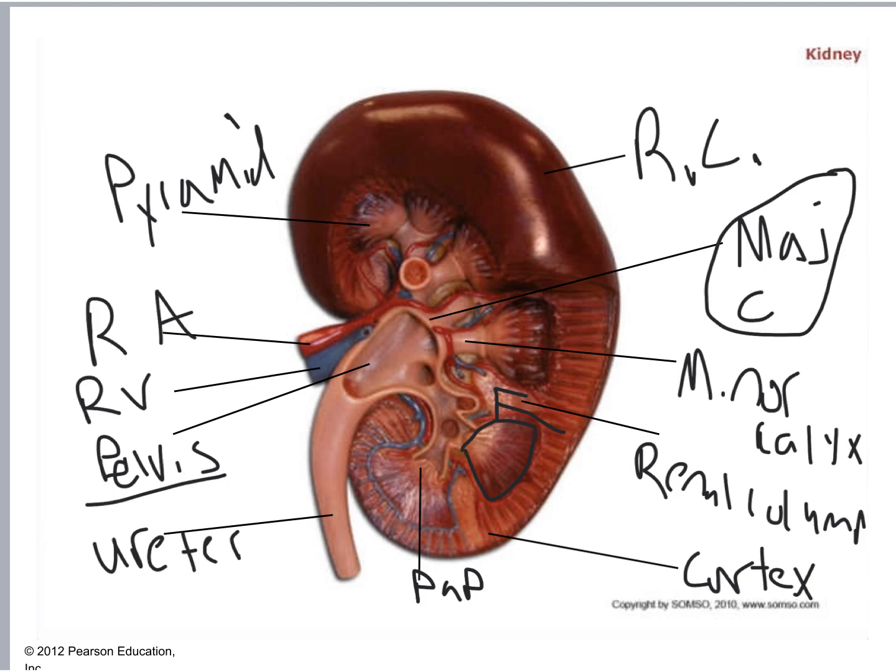All right, then here we have the renal pyramid right here. This is the apex of the renal pyramid. This is also known as the renal papilla, and here's the base.